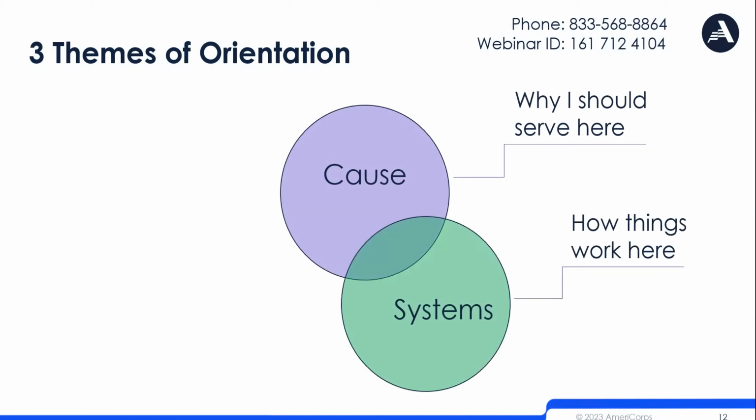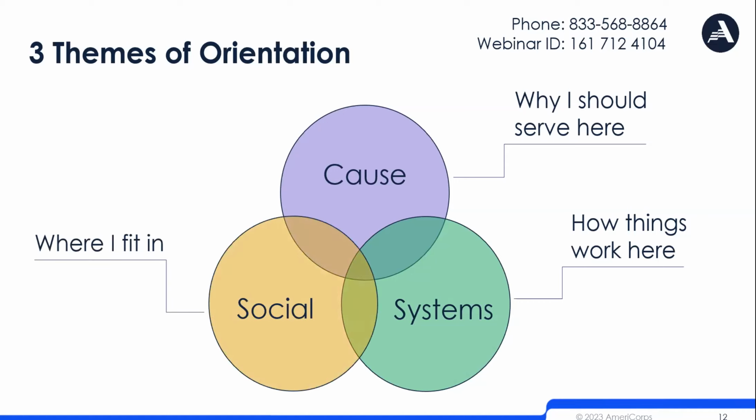Systems orientation introduces new members to how the organization works, its structure, and its processes. It provides an organizational context for the member, and it makes them understand how they fit in. This theme answers the question, how do things work here?